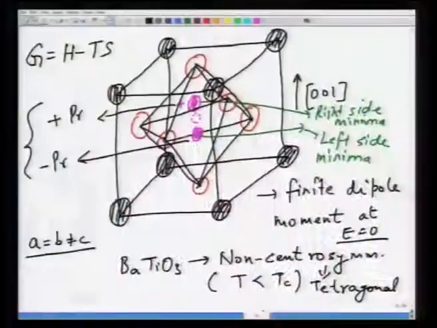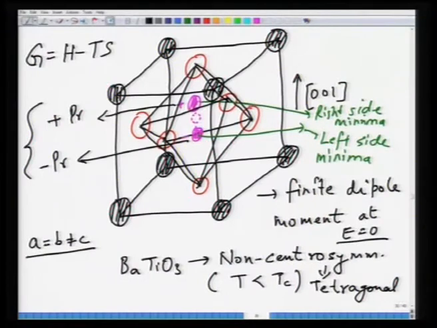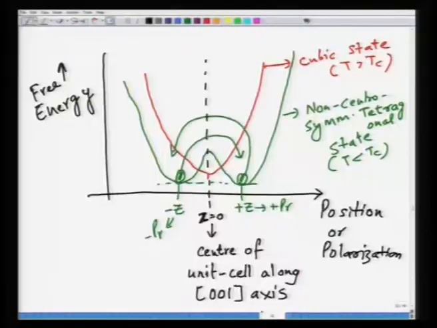And in the ferroelectric effect, the energetics requires this central titanium atom to be away from the center position, either shifted in the positive direction or negative direction along the z axis, and this gives rise to minima in the free energy polarization curve, which correspond to plus PR and minus PR values, and this happens in the non-centrosymmetric ferroelectric state of the material. And this can be explained by the free energy polarization diagram.